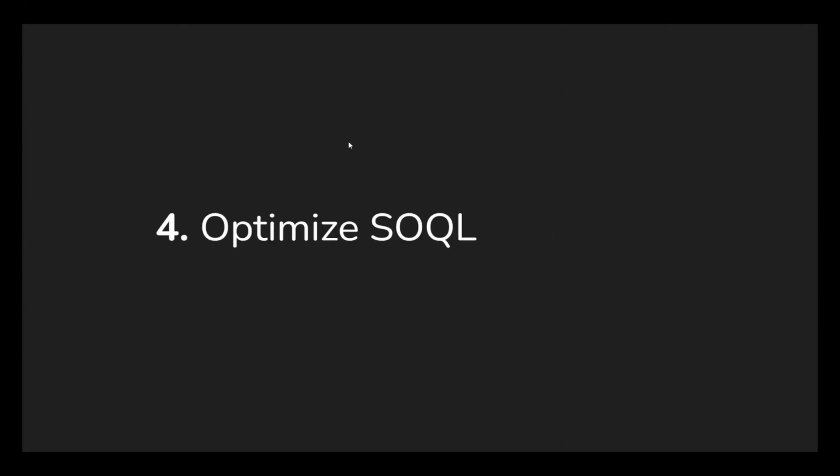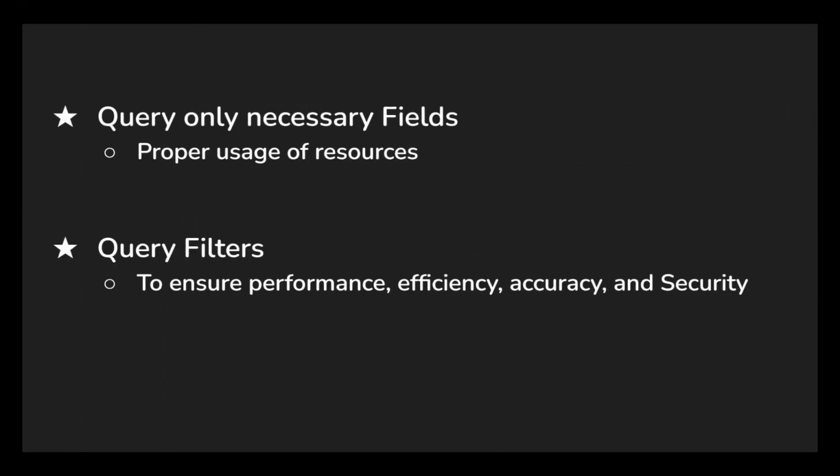The next best practice is about optimizing the SOQL query. We have seen that SOQL queries should be avoided in a for loop. Now we are discussing how to optimize the SOQL query. There are many methods to optimize it. The top ones are to query only necessary fields, which makes sure resources are used properly. And we can also use query filters. This is needed to make sure that we get only the records which are needed for processing. So why get unnecessary records and spend more resources on them? It will improve the performance and make your code look more efficient.